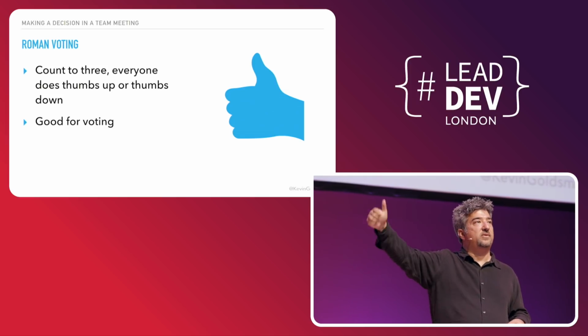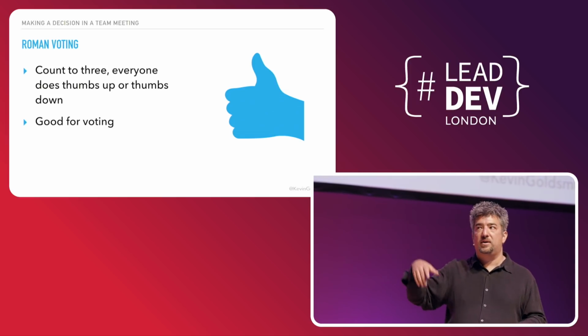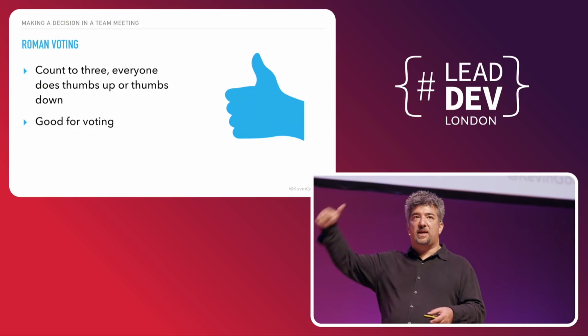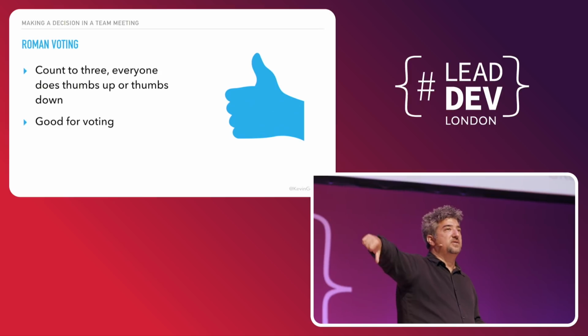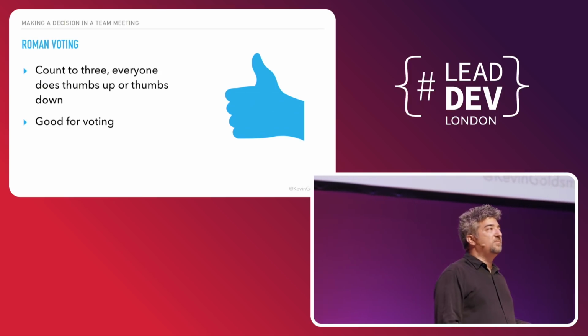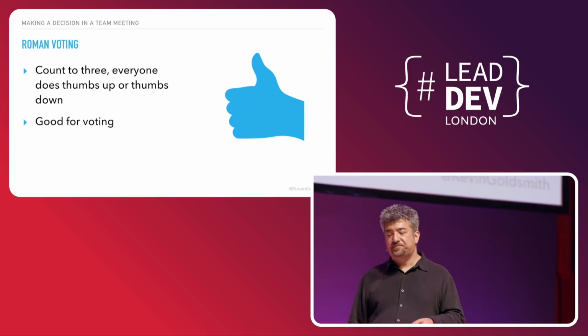Thumbs up or thumbs down. You count the thumbs up, and that tells you whether something is passed. Sometimes people try and do this. You never let that happen. Sorry, it's 1 or 0. But people will still try, but don't let them do it.